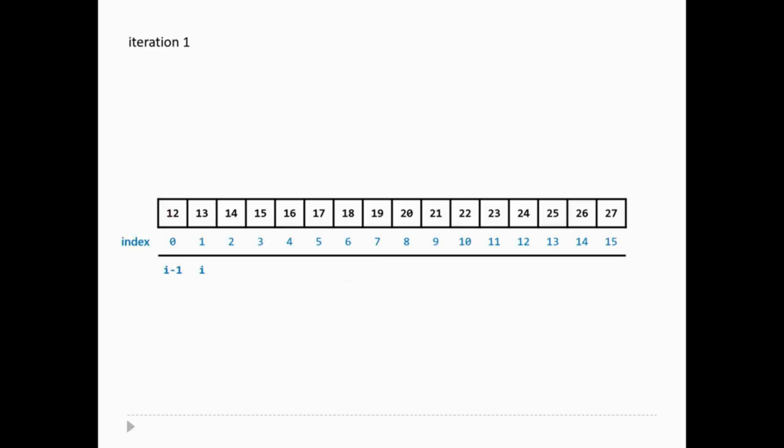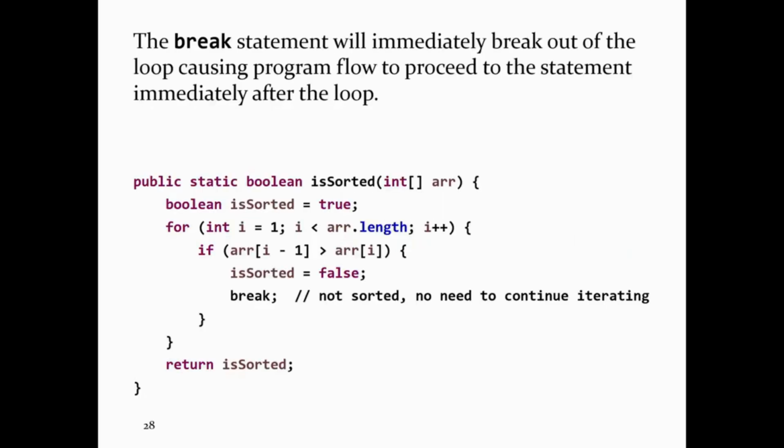So in other words, I want to look at the first and second elements. These are sorted, so the loop can continue. In the next iteration, I want to look at the second and third elements. These are sorted, so the loop can continue. I want to compare the third and the fourth. Eventually, you get down to here, where I'm comparing the third last and second last. Then the second last and the last element, and everything is in sorted order. So here I can finally return true.